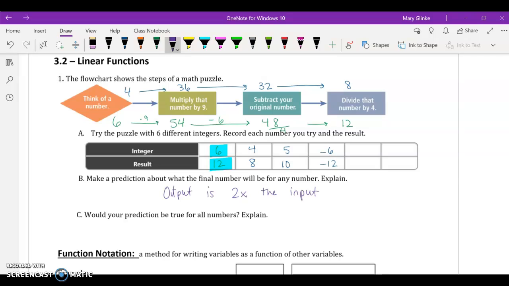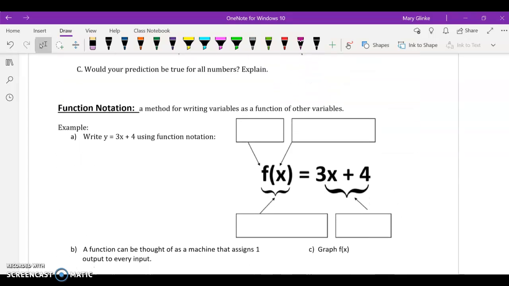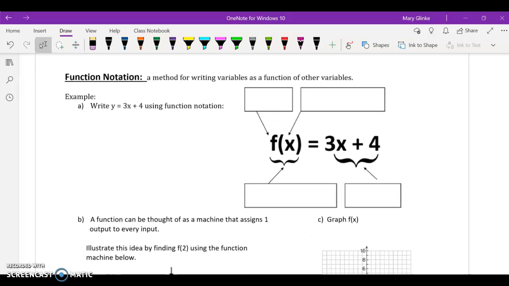This idea of plugging something in, doing something to the number, and then getting something else out is what a function is. A function takes an input, does something to it, and gives you an output. So we're going to be dealing with function notation.